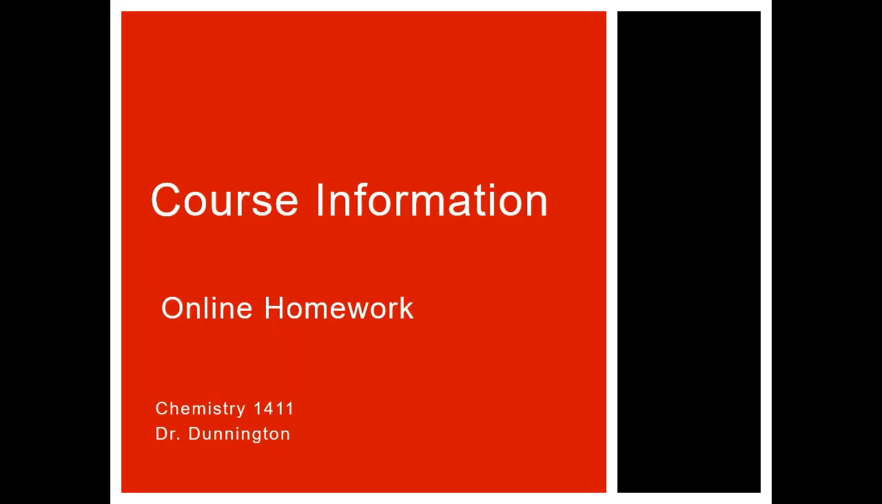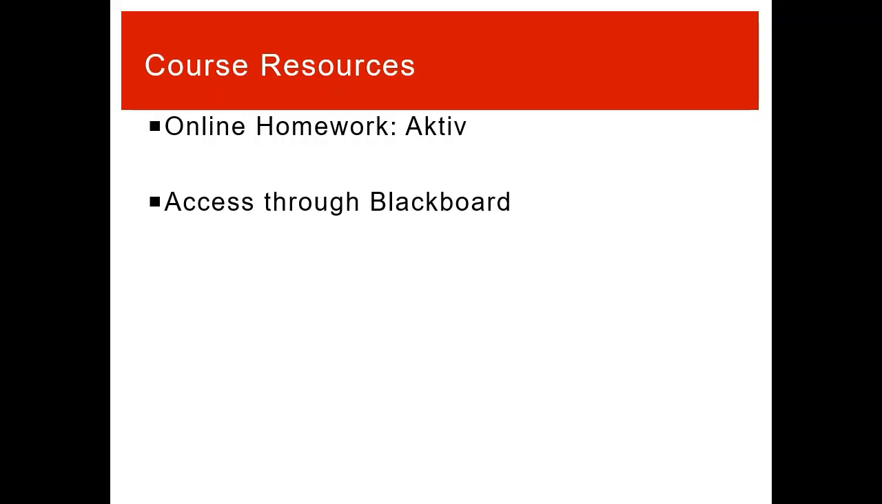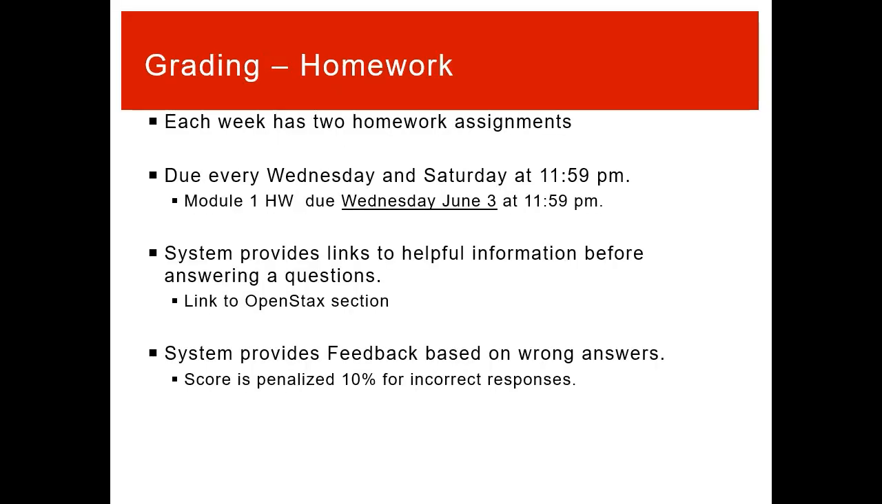So the next type of assignment we want to talk about is the online homework. The online homework will be run through a system called Aktiv, and you're going to access it through Blackboard. You can go to the Aktiv website and log in, but you do need to access the course through Blackboard. The grades from the Aktiv site will come into Blackboard. So in order to pair your Blackboard username with the Aktiv username, the first time you enter the course needs to come through Blackboard. There's a link in there that we'll take a look at.